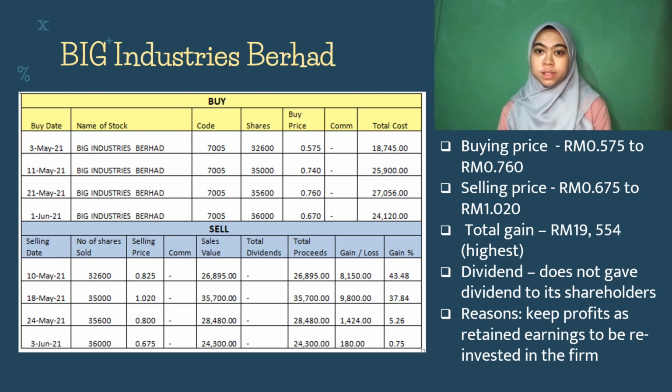Next is BIG Industry Berhad. As shown in the table, the buying price is in the range of 0.575 to 0.76 and the range for selling price is 0.675 to 1.02. The total gain for this stock is 19,554 ringgit, which is the highest return for our investor. This stock does not pay dividends to its shareholders as they keep profit as retained earnings to be reinvested in the firm and its growth, offering investors larger capital gains.